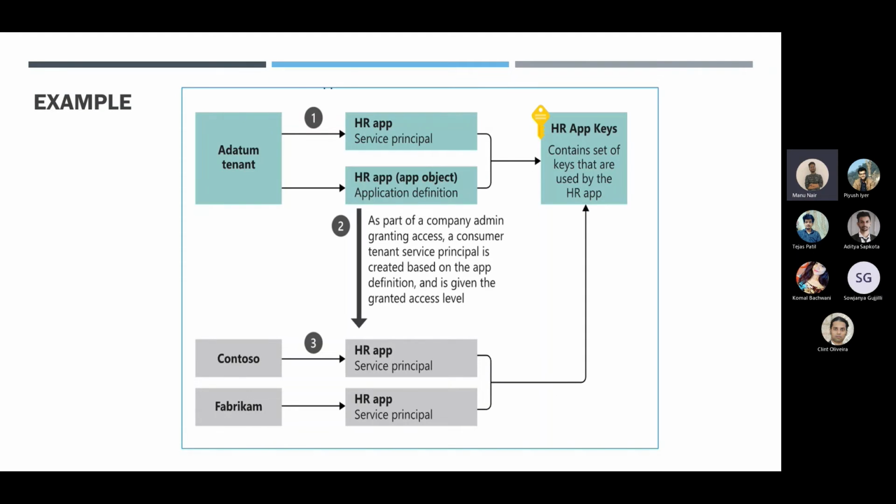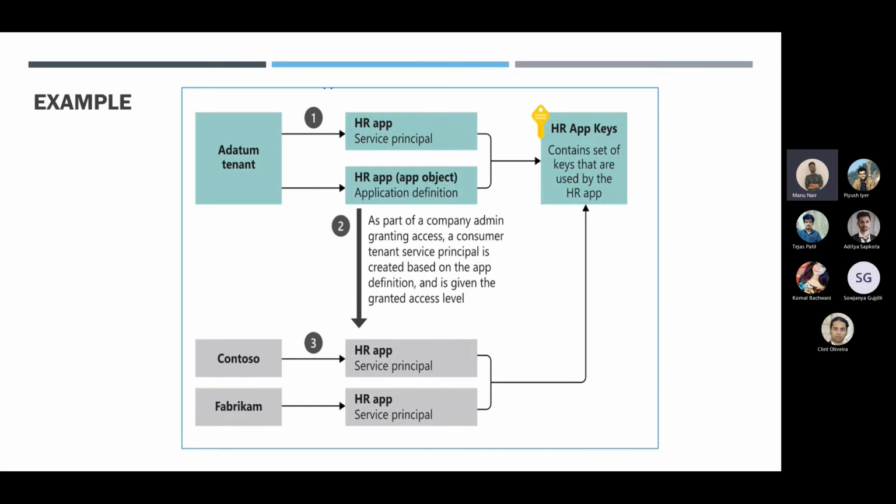So I'll quickly take an example here. Let's take a scenario, as Piyush was asking about a scenario, how we are using it. We have three companies called Adatum, Contoso, and Fabrikam. They have three tenants. Let's consider that Adatum is creating an HR app, and Contoso and Fabrikam are the companies who are the consumers, or you can say the customers who will consume this app.